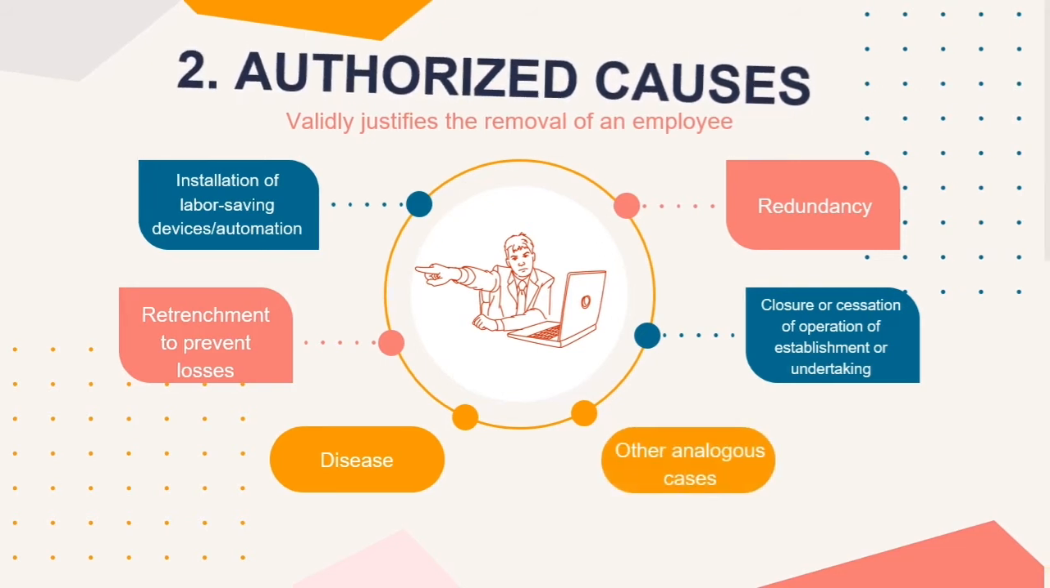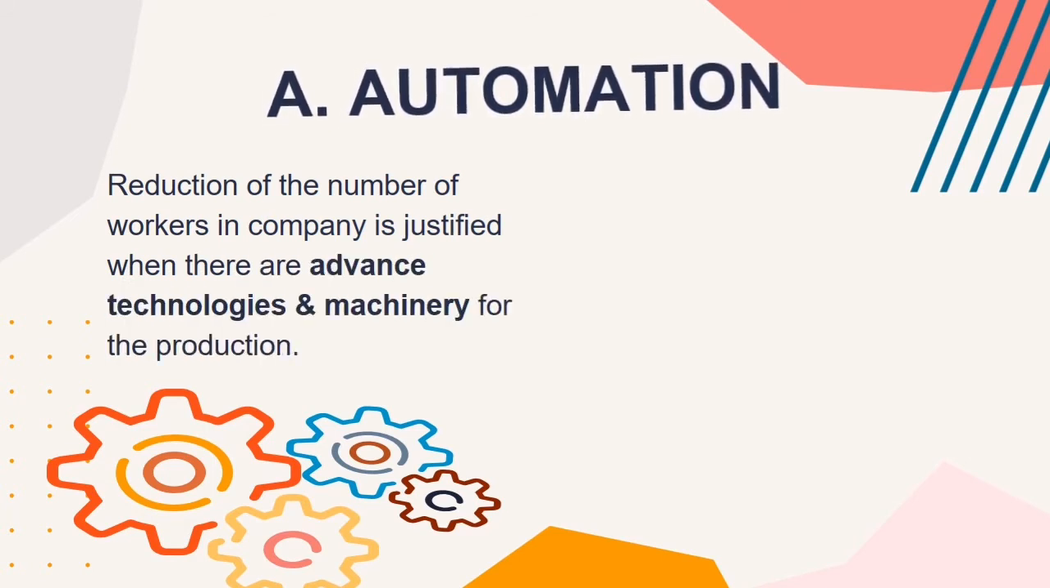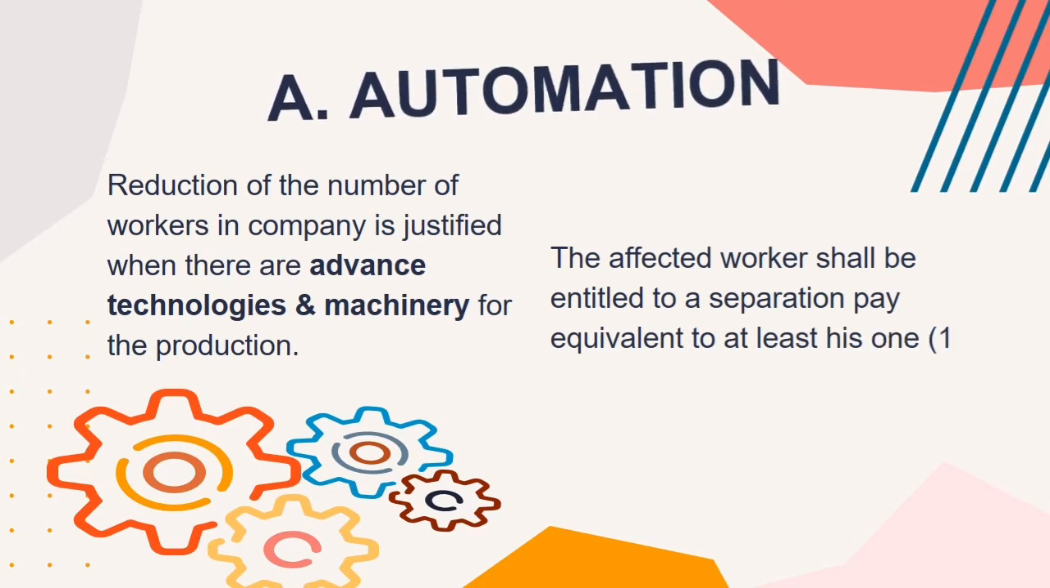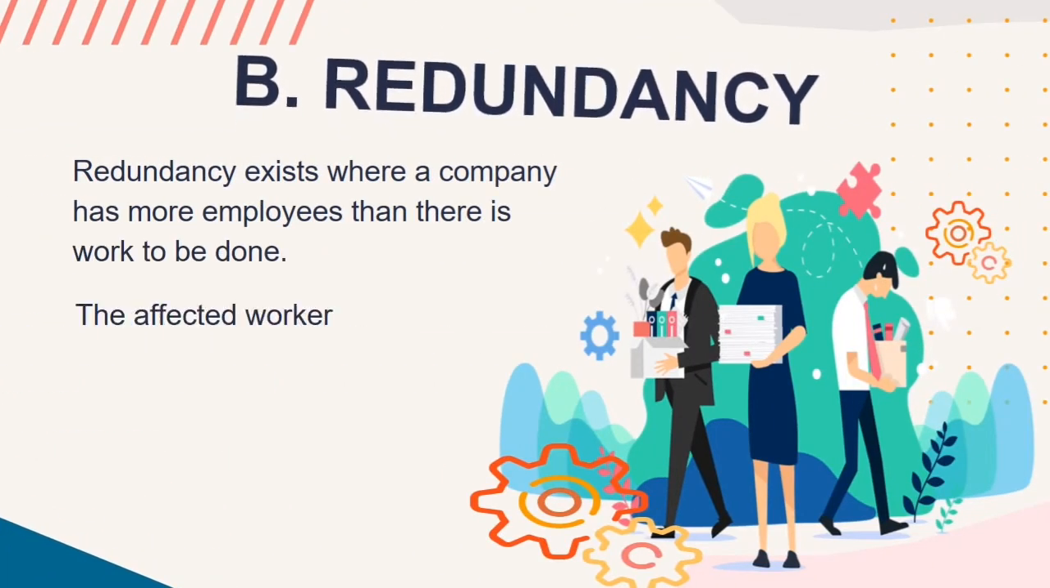So automation is the reduction of the number of workers in the company, which is justified only when there are advanced technologies and machinery for the production. In this case, class, workers who are affected shall be entitled to a separation pay equivalent to at least 1 month pay, or at least 1 month pay for every year of service.